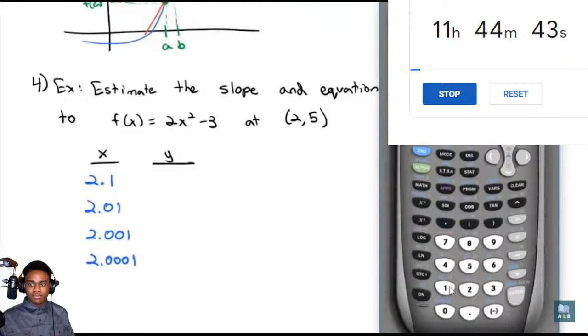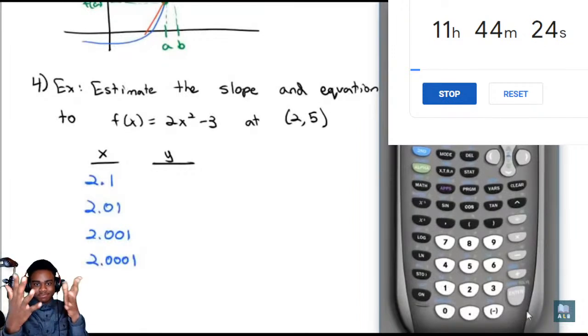And now we can enter in our values we want for x. The first value we want is 2.1. The second value is 2.01. The third value is 2.001. And the fourth value is 2.0001. And we start to see we get these values for y.